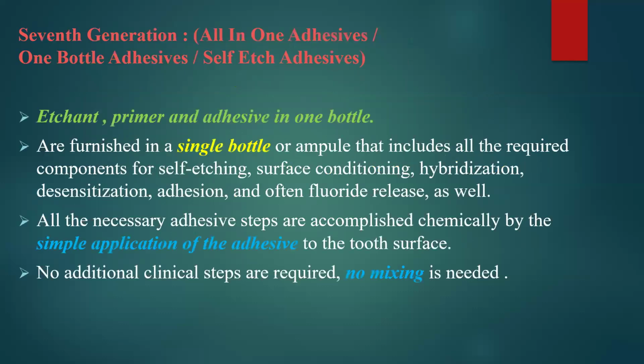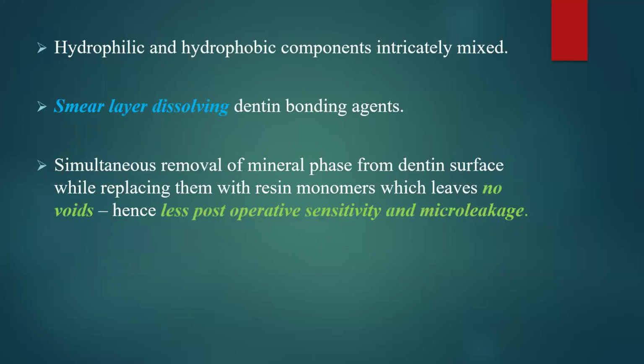acid. 7th generation, the one-bottle adhesive or the self-etch adhesive: etch, primer and adhesive in one bottle. They are furnished in a single bottle or ampule that includes all the required components of self-etching, surface conditioning, hybridization, desensitization, adhesion, and often fluoride release as well. All the necessary adhesive steps are accomplished chemically by the simple application of the adhesive to the tooth surface. No additional clinical steps are required, no mixing is needed.